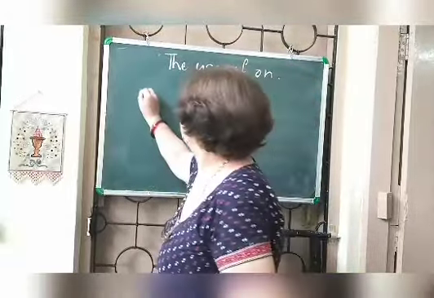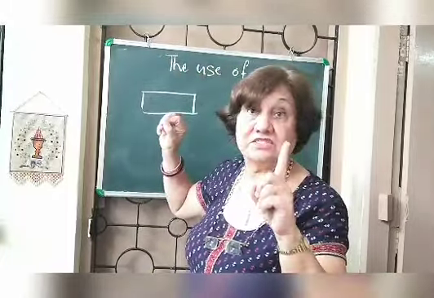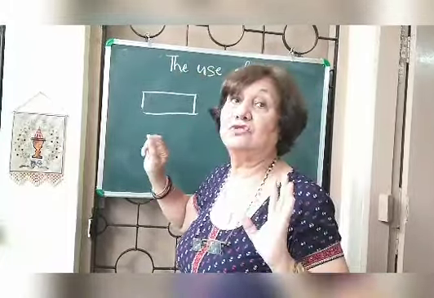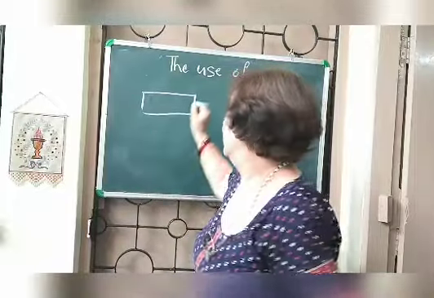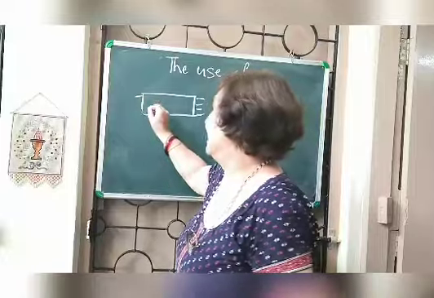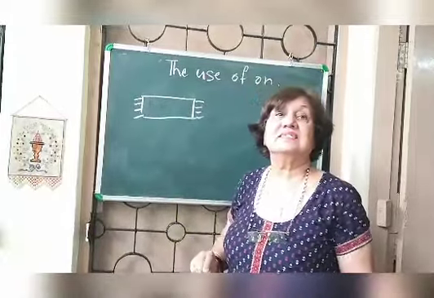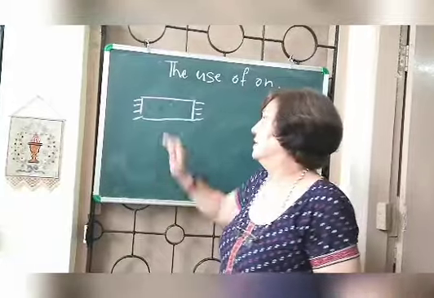Now, what have I drawn? Children, I want a full sentence, okay? Y'all are big now and you should be saying a full sentence. So you will tell me, this is a mat. Repeat it. What is this? This is a mat.